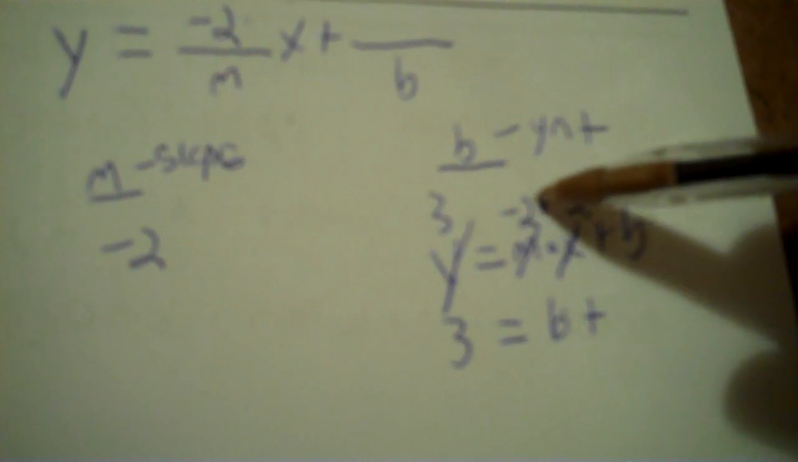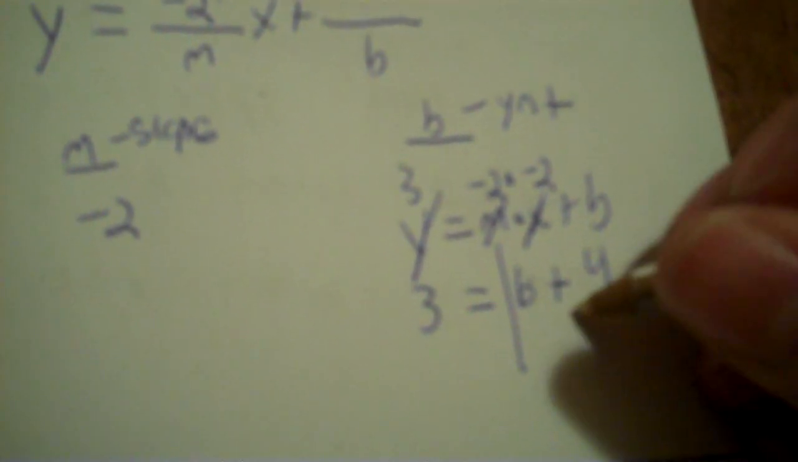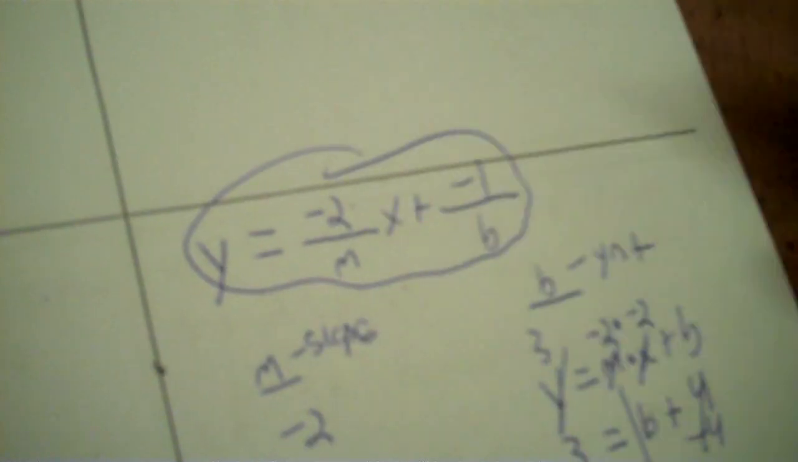Now I add the product of -2 times -2, which is 4. I get rid of the plus 4, so -1 equals b. There's your equation right there. If you want to check it, you can always take -2 times x, put -2 in for x, and then add -1. It should equal the y value, 3.